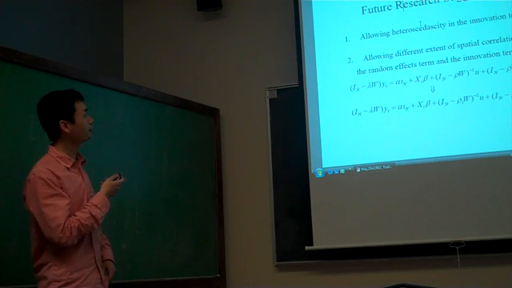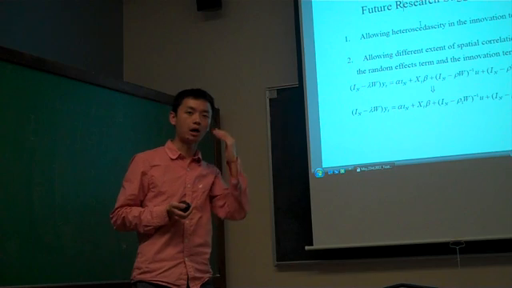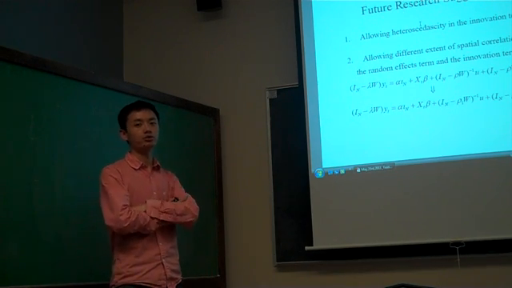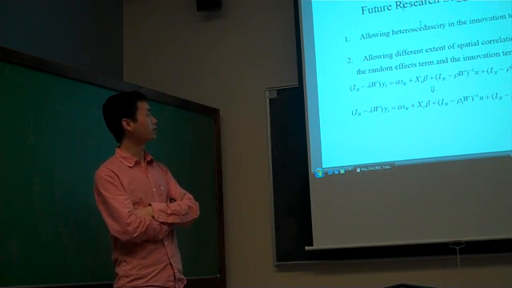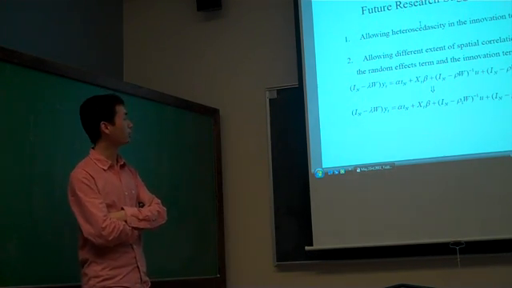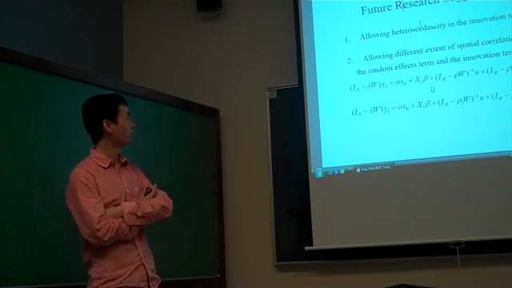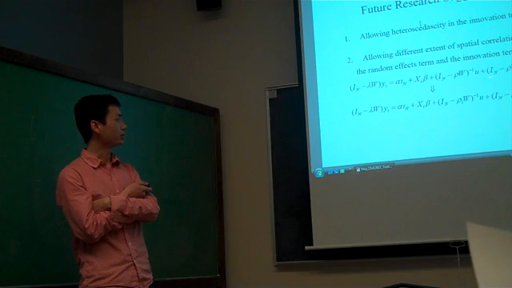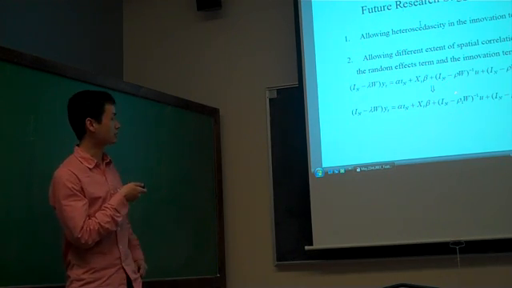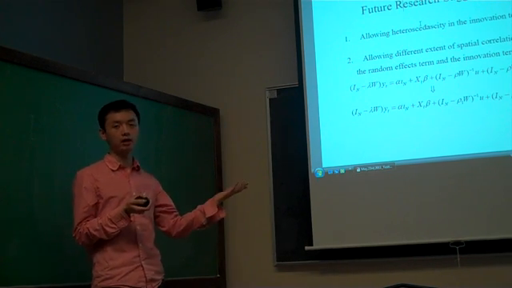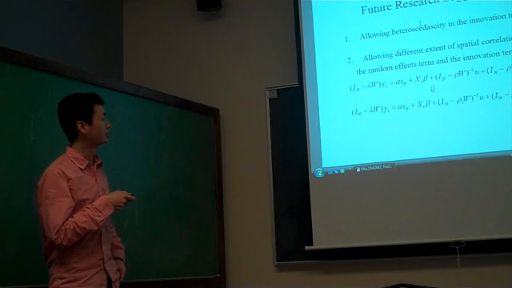And some future research suggestions. First of all, in the innovation term, right now we still assume this homoskedastic density, but the homoskedasticity can be relaxed. Also, we can allow for different magnitudes of spatial correlation in the error term, because this is our data generator, right? Also, as was said just now, we can allow for the two spatial weight matrices to be different. That is another generalization.